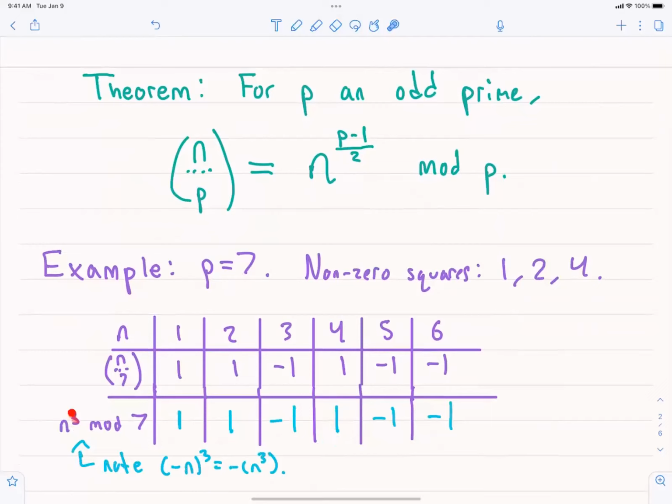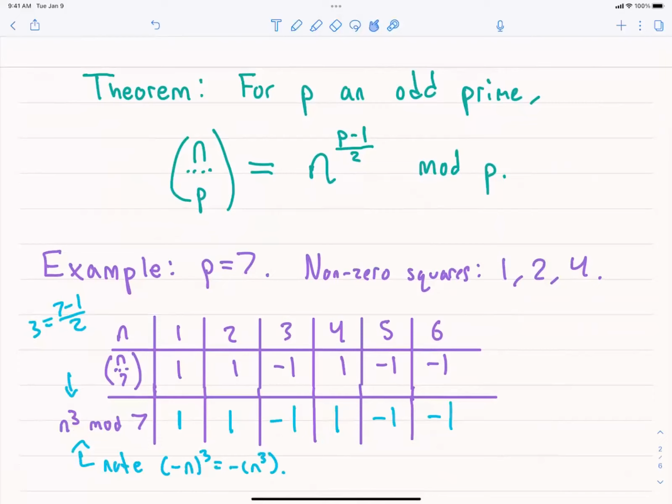Of course, this really depends on p being 7 here, because the 3 is 7 minus 1 over 2. So for example, if I took p to be, let's say, 13 instead, then I would be taking the 6th power, and I would just repeat this pattern, whatever pattern I got up to p minus 1 over 2, without a minus sign, because -1 to the 6 is 1.